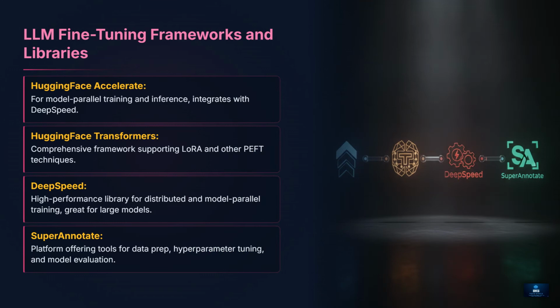To help us implement these fine-tuning strategies, several powerful frameworks and libraries are available. HuggingFace provides both Accelerate for efficient distributed training and the Transformers library, which is a cornerstone for working with LLMs and supports various PEFT methods like LoRA. DeepSpeed is another excellent choice for high-performance distributed training, especially for very large models. And platforms like SuperAnnotate offer end-to-end solutions, including data preparation and evaluation tools.